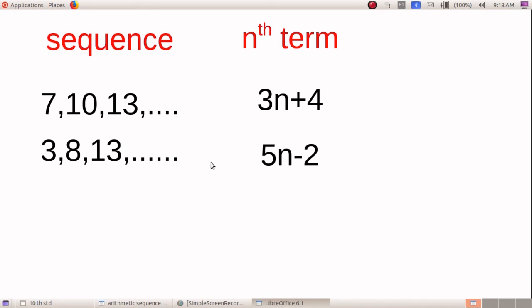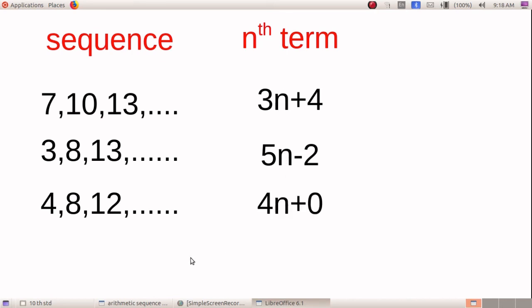Then we have taken the case of multiples of 4. At that time it is 4, 8, 12, like that. Its common difference is 4. At that time we have obtained its nth term, 4n. That 4n can be written as 4n plus 0, to keep with a particular style as the other nth terms have come, and so it is 4n plus 0.